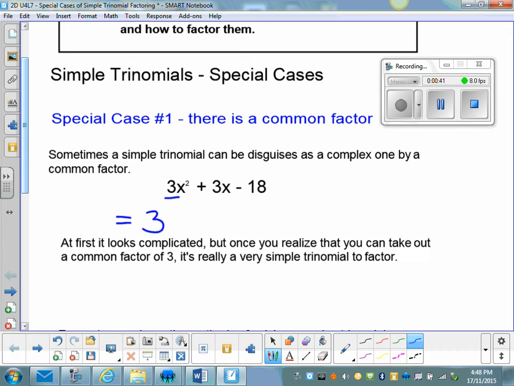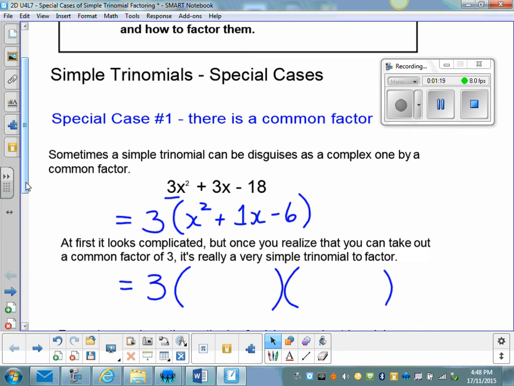And remember, we already talked about why it's important to take out a common factor first. It really does simplify things. So if I take 3 out, 3 is the greatest common factor there. So I would get x squared plus 1x minus 6 when I factor that. And now you can see the trinomial that I have in the bracket is a simple trinomial. So I'm going to leave the 3 out in front. I'm going to write my 2 brackets.